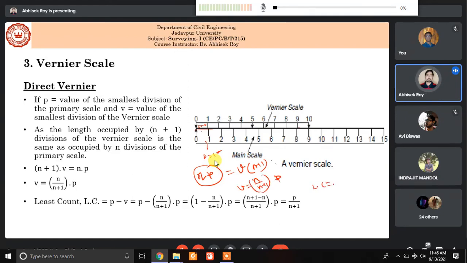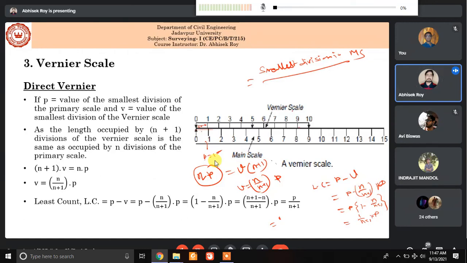Then what will be our least count? It will be simply p minus v. So p minus n by n plus 1 into p, or if you take p common, 1 minus n by n plus 1, or simply 1 by n plus 1 into p. So simply the least count is the smallest division in the main scale divided by the number of divisions in the vernier scale. Number of divisions in the vernier scale, so 10. So that's how it will be decided. What will be the least count? Is it clear up to this one? Up to this portion, is it clear?